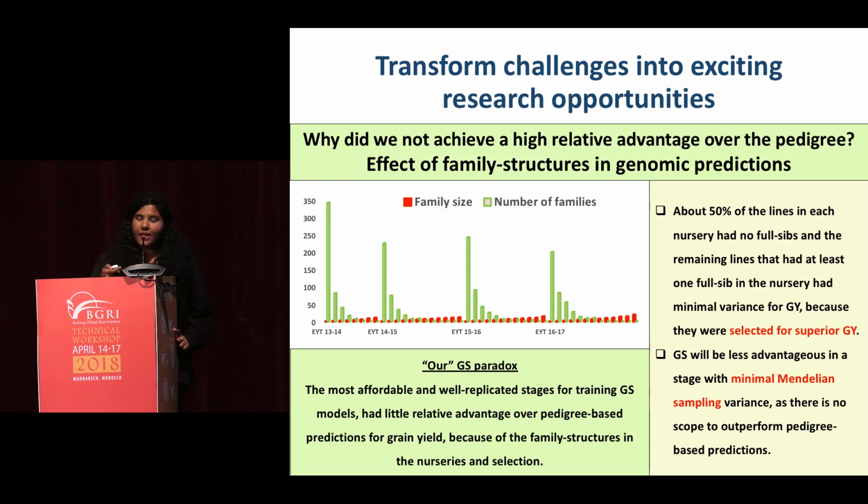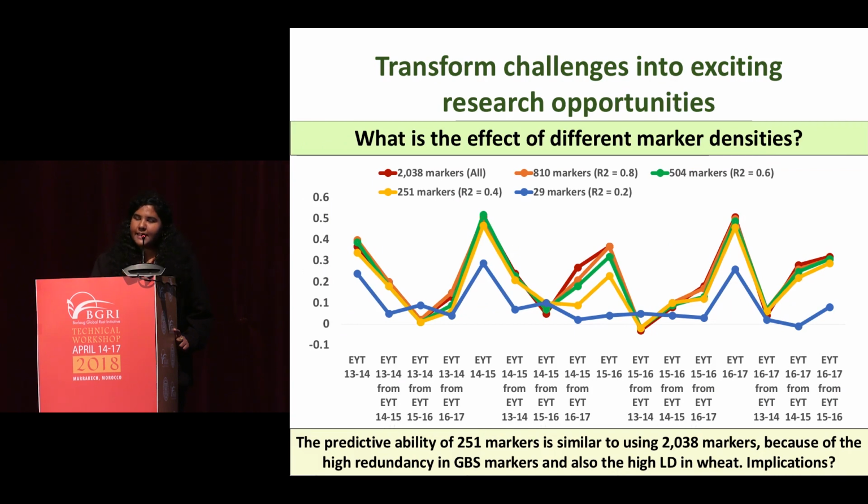So some of our well-replicated stages for training GS models had little advantage over the pedigree just because of the family structures and selection in these populations. So we also looked at the marker density. All we use here are GBS markers, about 2,000 GBS markers.